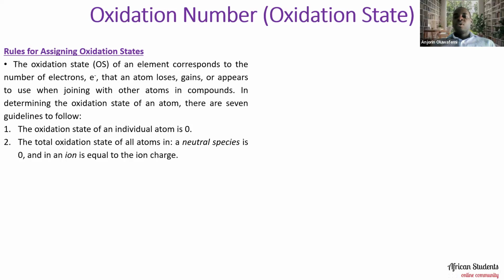So if you have KCl, the addition of all the atoms, potassium and chlorine, their total oxidation state should be equal to what? To 0. So you add them up, it will be equal to 0 because it is a neutral species.